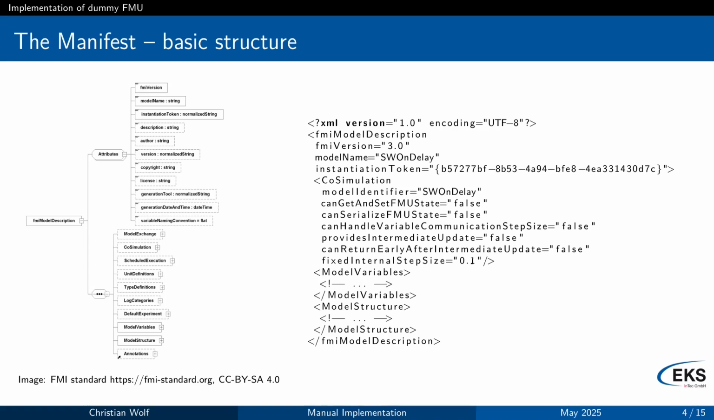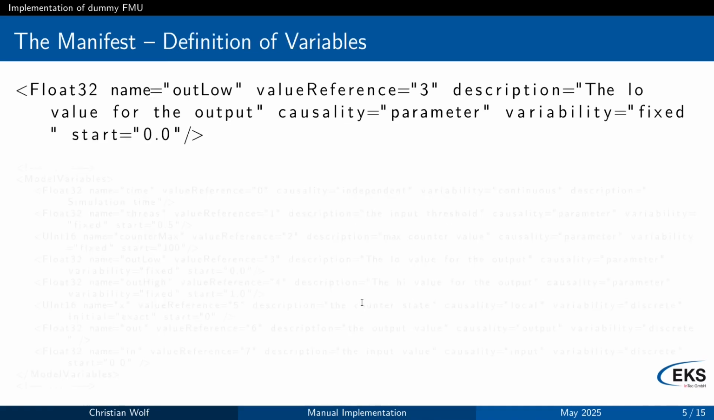And then we have model variables and model structure down here. They are a bit larger in these structures. Therefore, we look at them in detail. First, the definition of variables. So this is the model variables part.